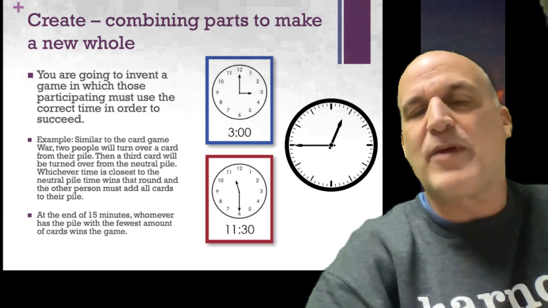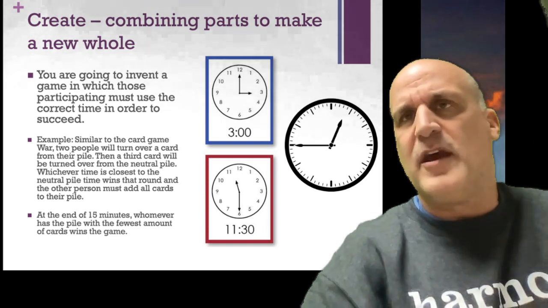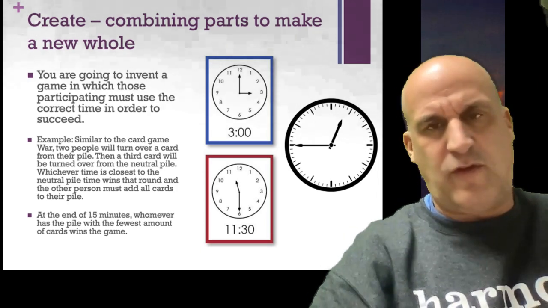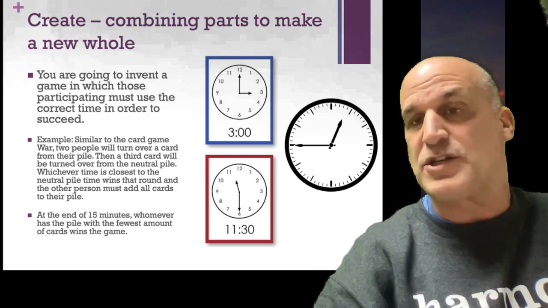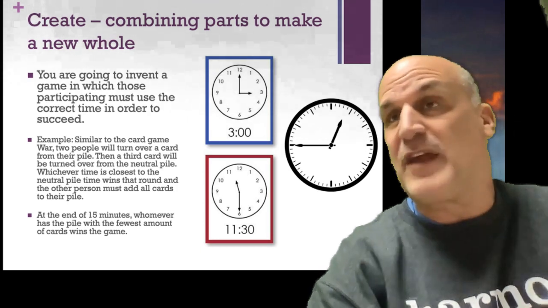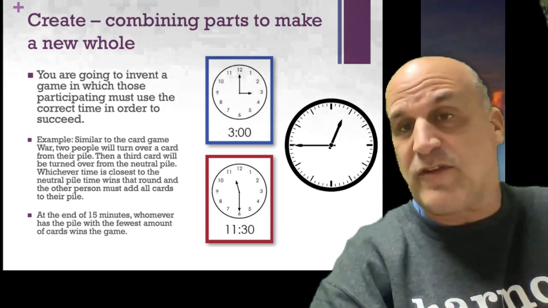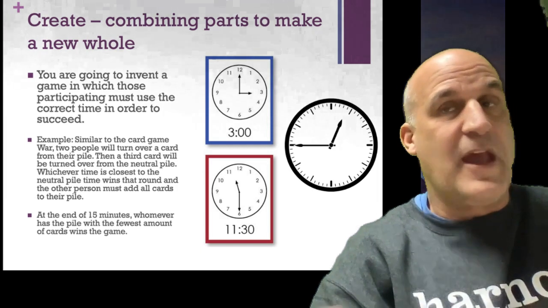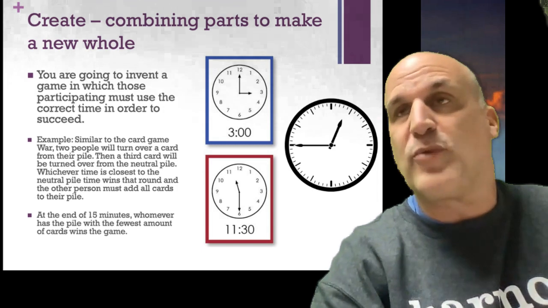And so they might come up with a game like you see here that works a little bit like war. You have 3 piles of cards, and in two piles, the blue and the red, you have analog and digital clocks showing a time. And then you have this neutral pile that you turn over, and it just gives you the hands of a clock. And you have to determine which of the 2 cards is closest to this time. And if you're closer, the other person has to take your cards, and this is how you play this game.